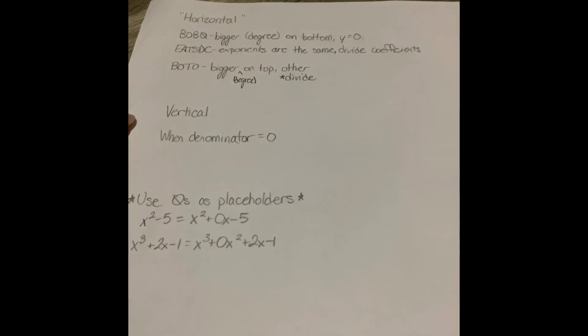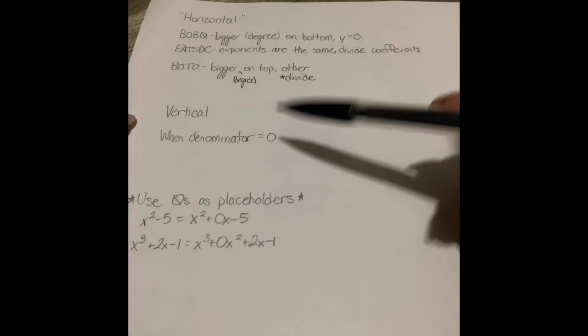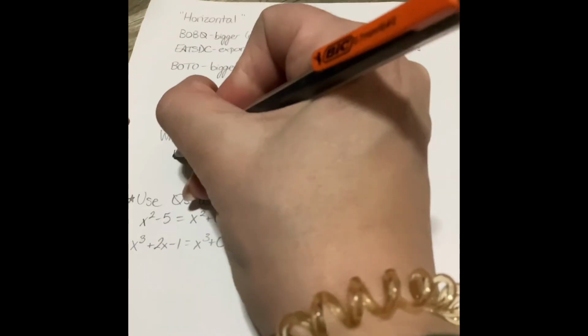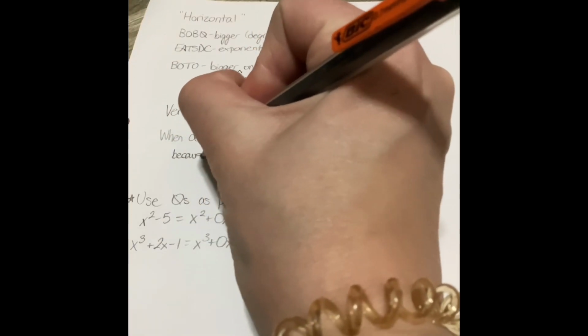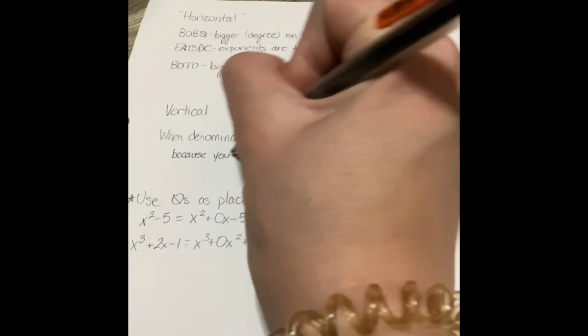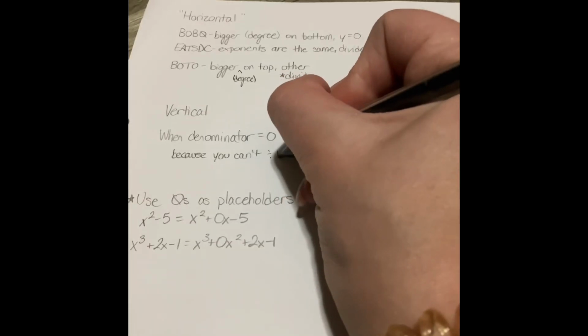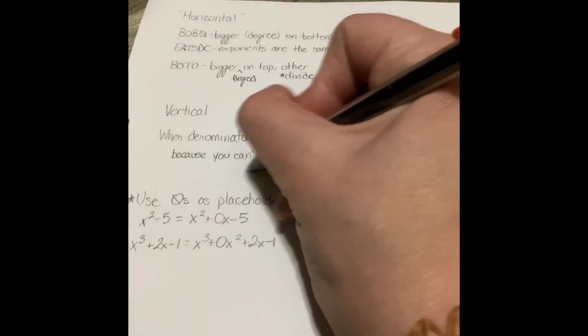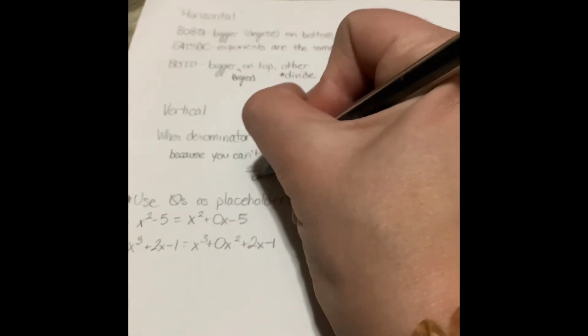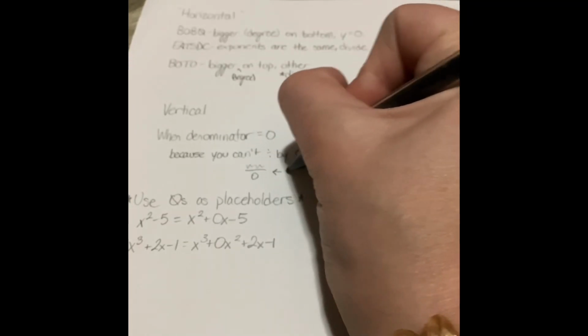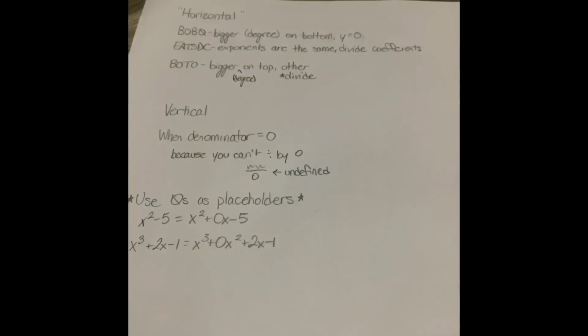Then vertical asymptotes are going to happen when your denominator equals 0. This is because you cannot divide by 0. And so that's going to cause an asymptote because you would get an undefined fraction. So if you had whatever divided by 0, this would give you undefined in the calculator, and that's why there's going to be an asymptote right there.